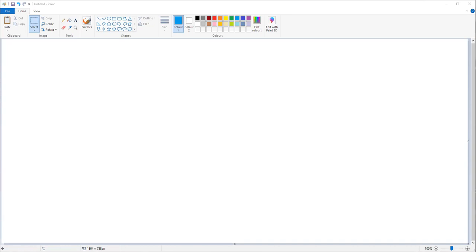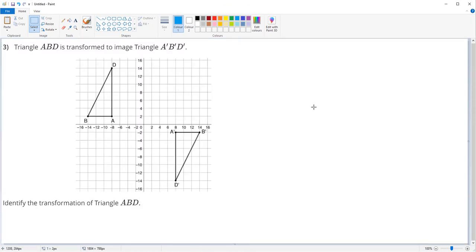Identify the transformation. Okay, here we go. So triangle ABD transformed into A prime B prime D prime. Identify this transformation. You could use some patty paper, but I again recommend you just pick a point and then do point analysis. So any point that doesn't share the same x and y absolute value. So A would have been fine.